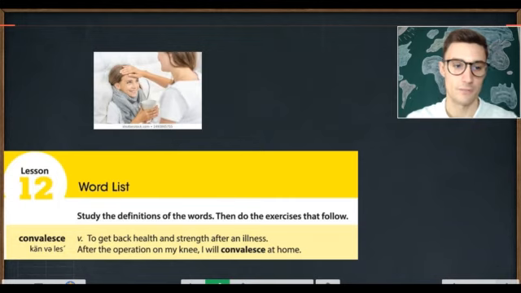What's this word? Convalesce. To convalesce is to get back health and strength after an illness. After the operation on my knee, I will convalesce at home, get better.